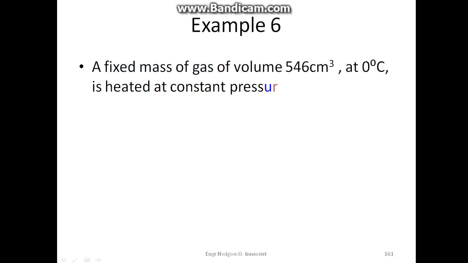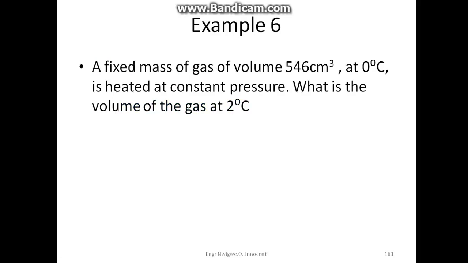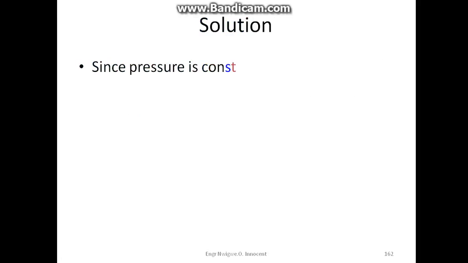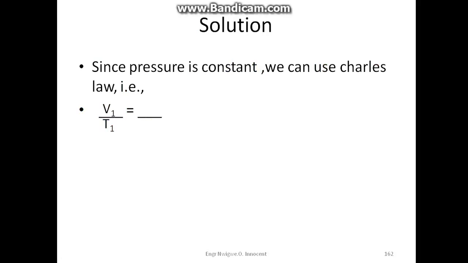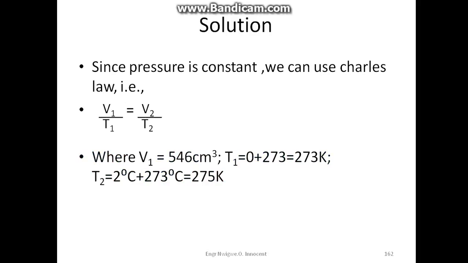Example 6. A fixed mass of gas of volume 546 cubic centimeters at 0 degrees Celsius is heated at constant pressure. What is the volume of the gas at 2 degrees Celsius? Solution. Since pressure is constant, we can use Charles' law, that is V1 over T1 equals V2 over T2, where V1 is equal to 546 cm cubed. T1 is the initial temperature, which is 0, because the temperature will rise from 0 to 2 degrees Celsius. Then we have T1 as 0 plus 273, which will give us 273 Kelvin. T2 is equal to 2 degrees Celsius plus 273 to convert to Kelvin temperature.